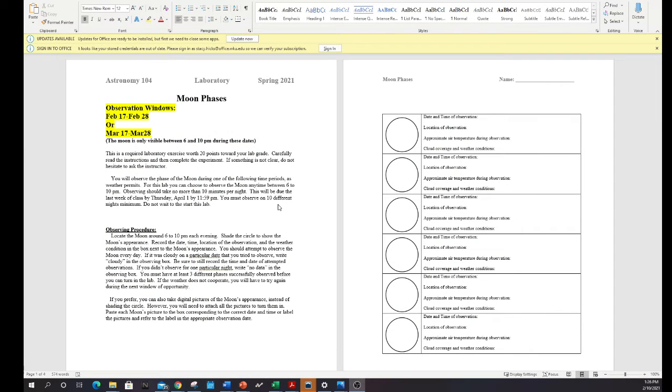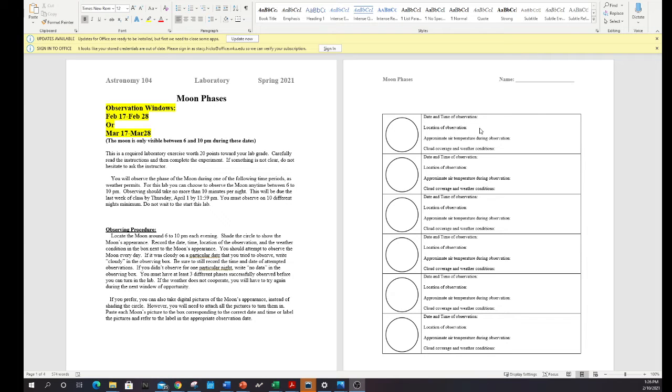Okay, so the lab that you're going to do looks like this. And there are only going to be 2 windows of time that you can complete this lab. One is going to be from February 17th to the 28th, right? So that's the end of this month. And then also you can complete this lab March 17th through March 28th. So between 6 p.m. and 10 p.m. each night, you're going to go out and you're going to observe the moon.